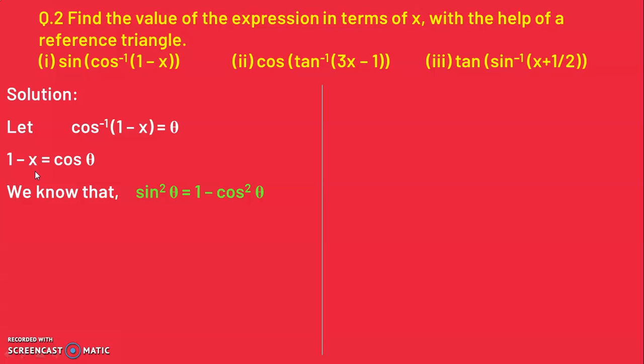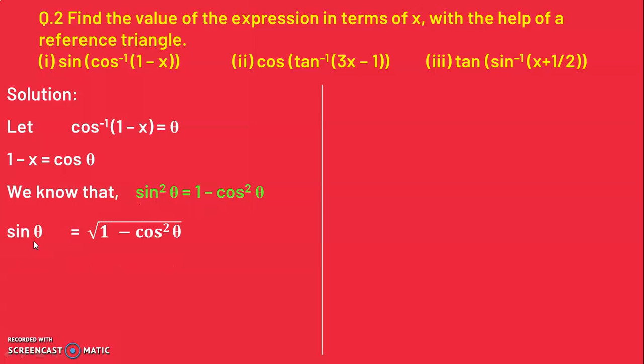So we know the formula sine square theta is equal to 1 minus cos square theta. That is, sine square theta plus cos square theta is equal to 1, the basic trigonometry formula. From that we write sine square theta as 1 minus cos square theta. We know the value of cos theta, so substitute this cos theta value here.